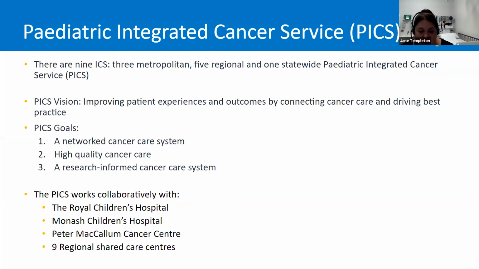The PICS is funded by the Victorian Department of Health and Human Services, and it leads a networked paediatric cancer system for Victoria. PICS collaborates with the Royal Children's Hospital, Monash Children's Hospital and Peter MacCallum Cancer Centre, as well as 9 regional shared care centres. They have a collaborative approach to paediatric cancer in Victoria. They aim to ensure that children and adolescents with cancer receive the best care in the best facility as close to home as possible.